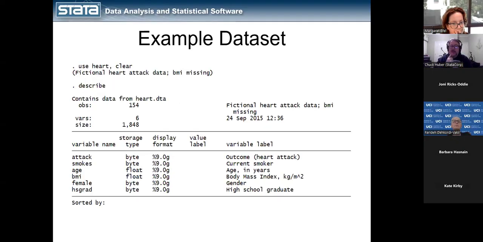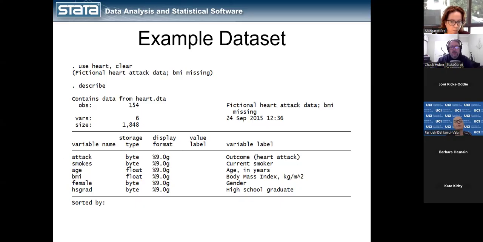So here's the little example data set that we're going to be using today. I call it the heart data, and it's included in that download. And it includes the following variables. We have a binary variable for attack. It's an indicator for whether or not a patient has a history of heart attack. And then I have a variable called smokes, which is an indicator for whether or not the patient is a current smoker or not.